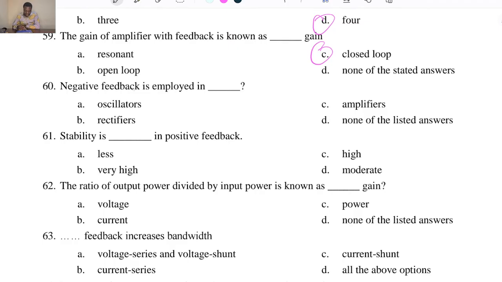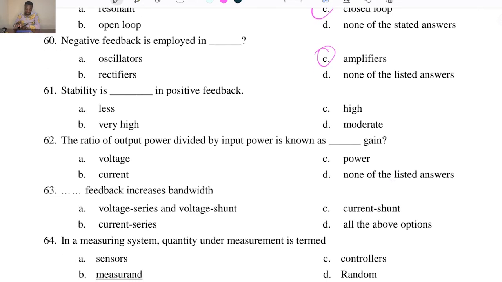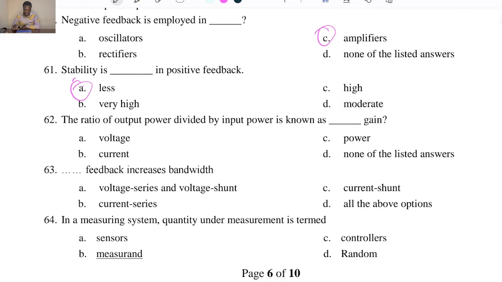Negative feedback is employed when we are talking about amplifiers. Stability, that's in positive feedback. Stability is going to be what? High? Now when it comes to stability, positive feedback is rather prone to instability. So the stability here is going to be low, or we can say less. We have less stability in positive feedback.